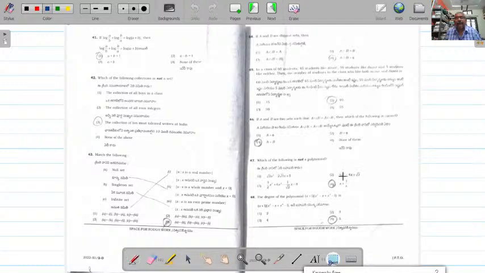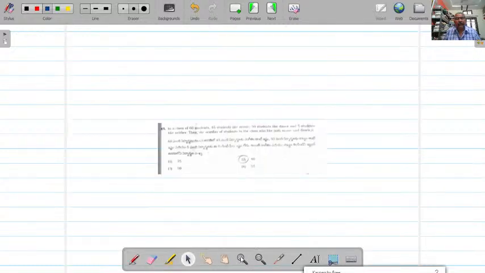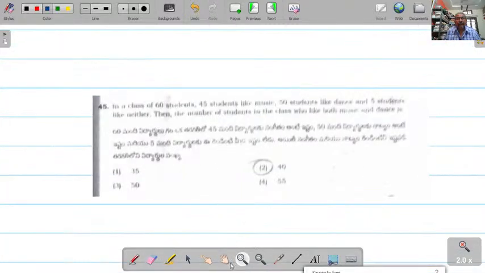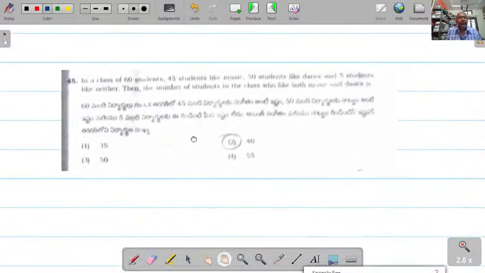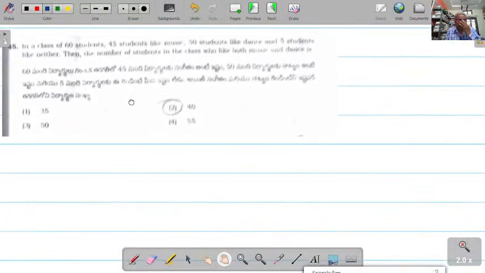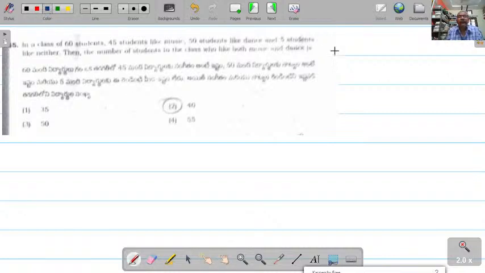Let us move to the 45th question. Let me read the question carefully. See, in a class of 60 students, 45 students like music. So total students 60, 45 students like music.